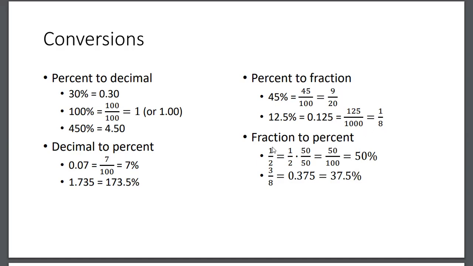Fraction to percent. 1/2. We can multiply the numerator and the denominator by 50 to make the new denominator 100. And on top, we have 50 hundredths, and that's 50%. 3/8 using the calculator is 0.375. And so that's 37 hundredths and a half, so 37.5%.